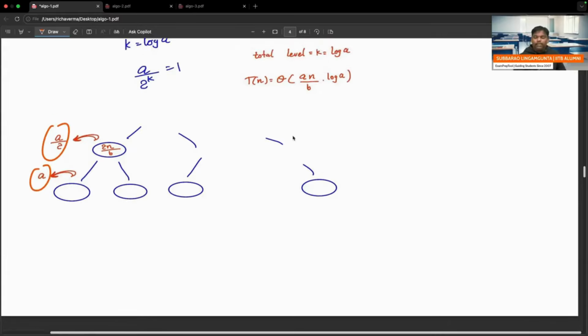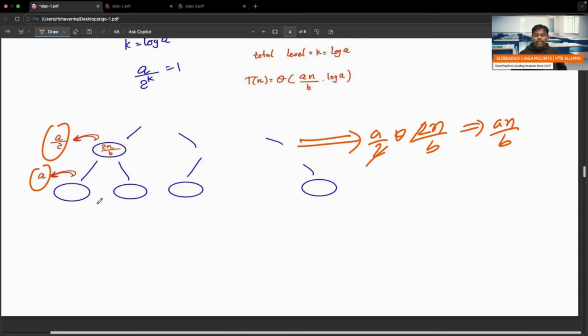Now, what is the first level cost if you observe? A by 2 subarrays are there, each of size 2n by b. The 2 cancels. Check properly. What is the answer? A_n by b. Verify properly. Every level cost is A_n by b.